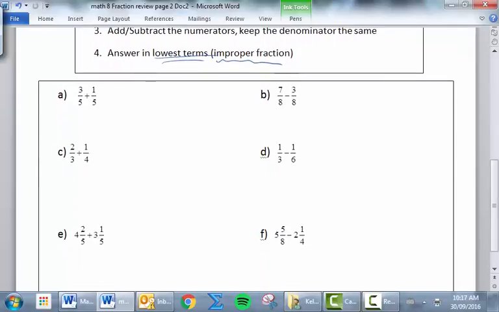Let's do a couple here together. So if I have 3/5 plus 1/5, that's 4/5 altogether. The denominator stays the same, you add the numerators. Alright, so you can try B, the same rules apply.